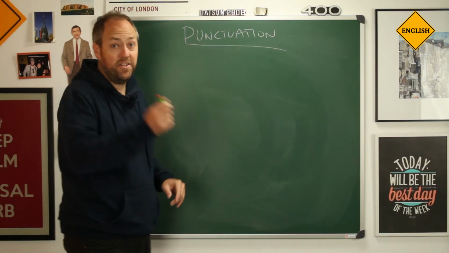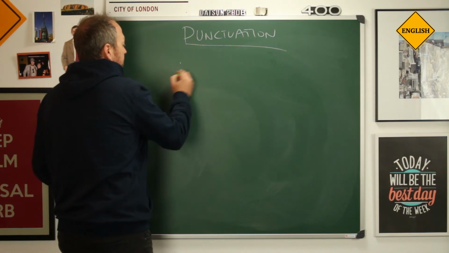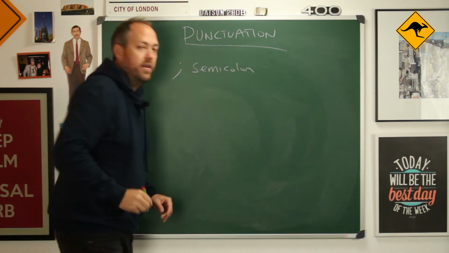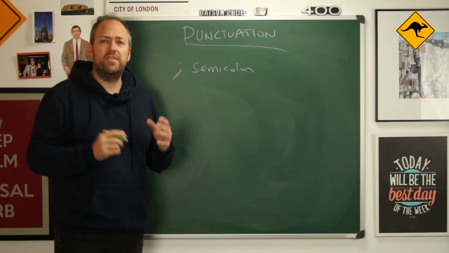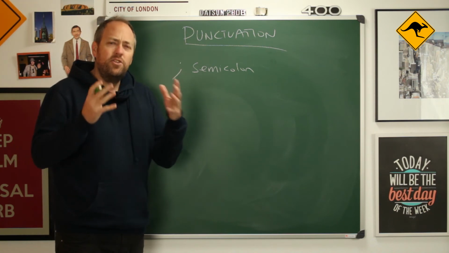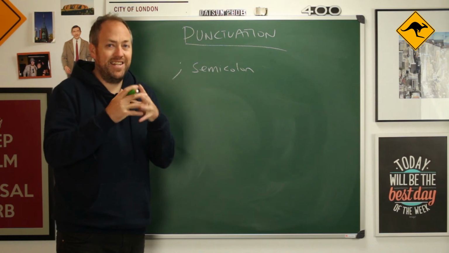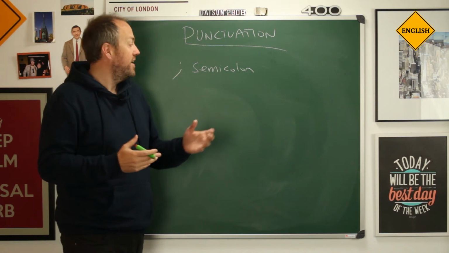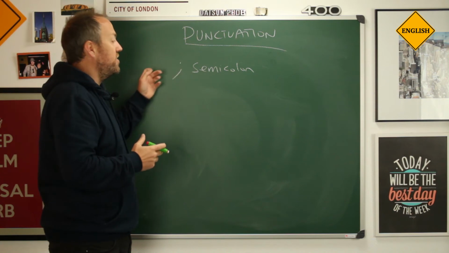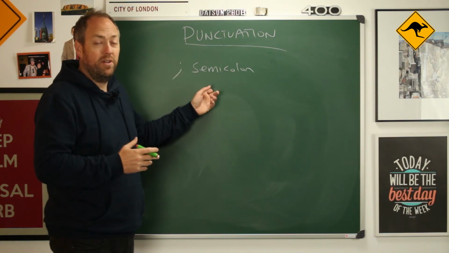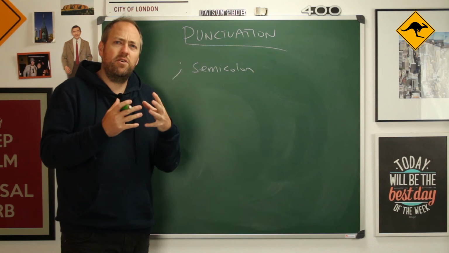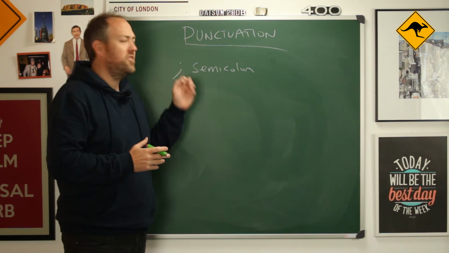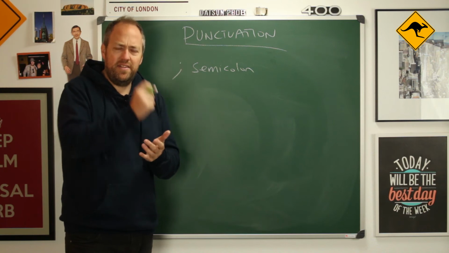Okay, the next mark, the semicolon. We want to use the semicolon when 2 ideas are very closely linked and we don't want to start a new sentence. And it means that the 2 things on each side of the semicolon are very dependent on each other. They rely on each other, okay? But it's a little bit stronger than a comma.